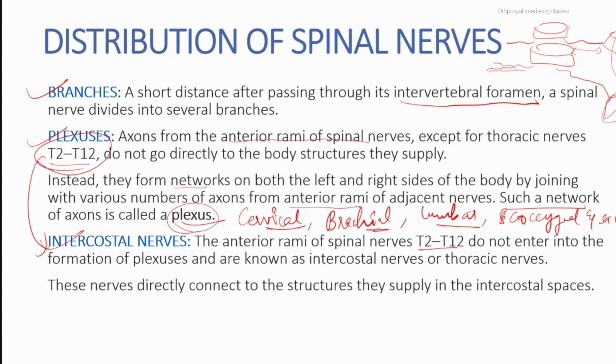The anterior rami of spinal nerves T2 to T12 do not enter into the formation of plexuses and are known as intercostal nerves or thoracic nerves. These nerves directly connect to the structures they supply in the intercostal spaces, which involves the skin of the axilla or the ribs. As we know, there are intercostal muscles present in the ribs, and these muscles are supplied by the intercostal nerves, which arise mainly from T3 to T6. The skin of the anterior and lateral chest wall is also supplied by the intercostal nerves. So this is how the spinal nerves are distributed: by branches, by plexuses, and by the intercostal nerves.